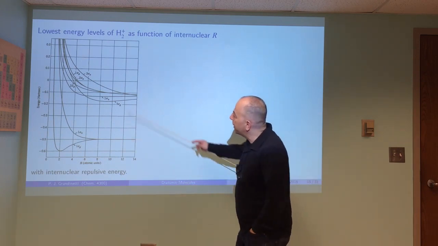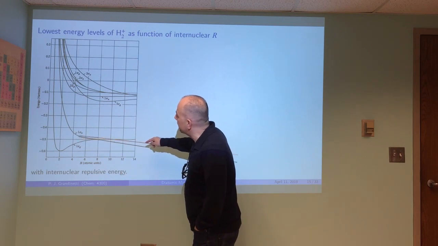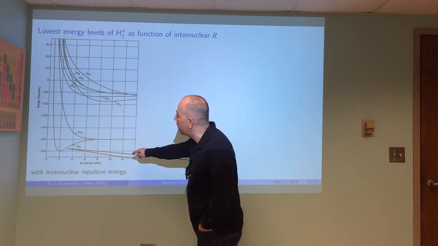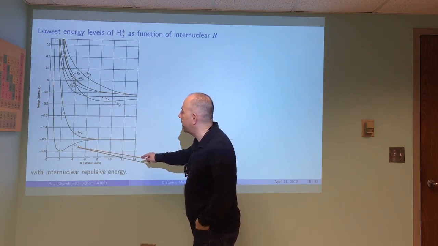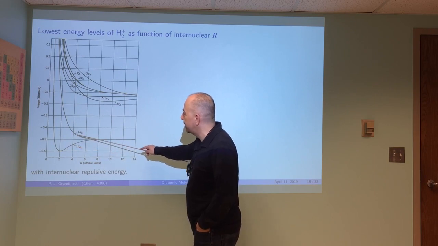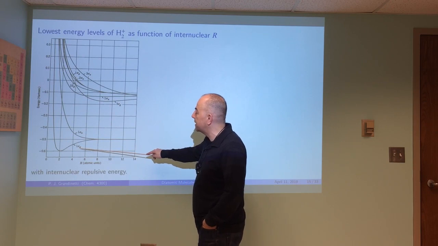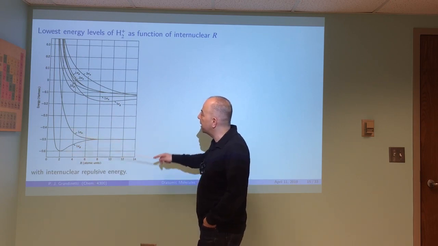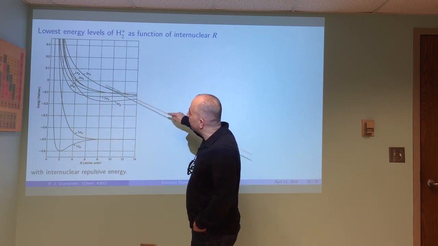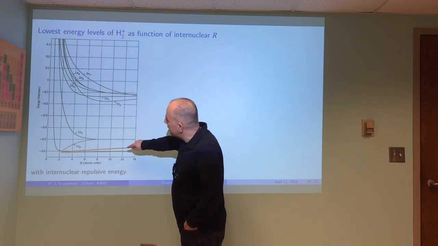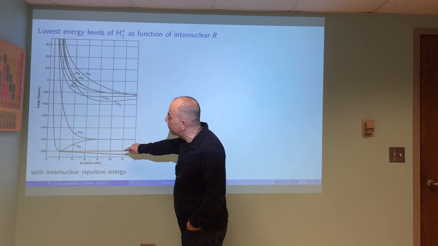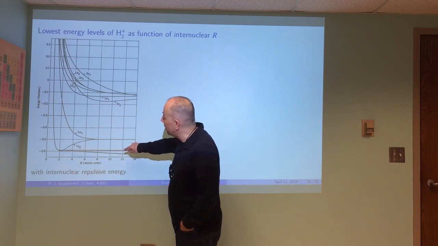And so here are the labels on these. The lowest one, energy 1, is called a 1 sigma g, and then we have 1 sigma u. So the lowest energy one has even symmetry, and this one has odd symmetry. And then we move up in energy, and you can see that down here, where we're close to the energy minimum, this is where the equilibrium bond length would be, right?